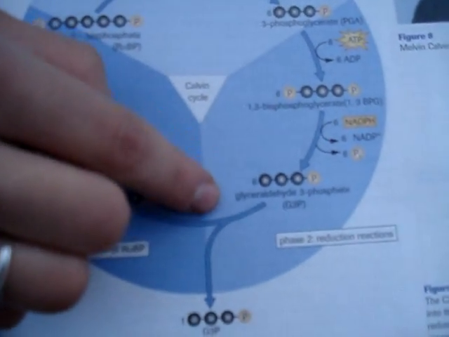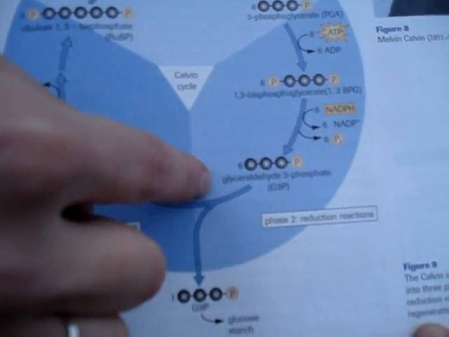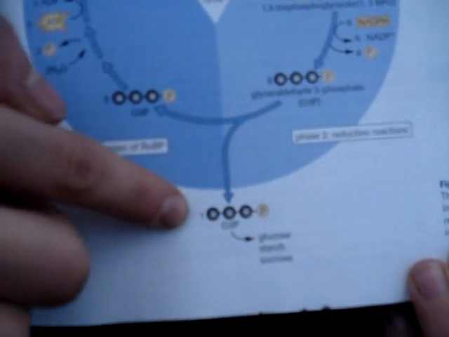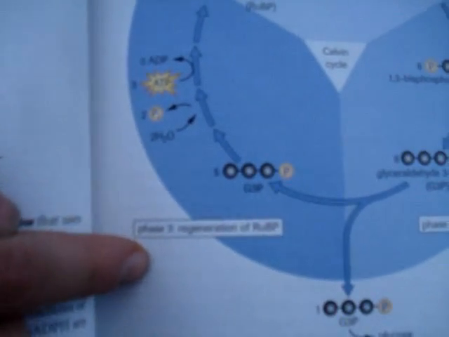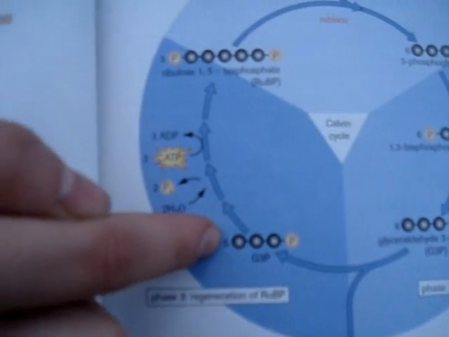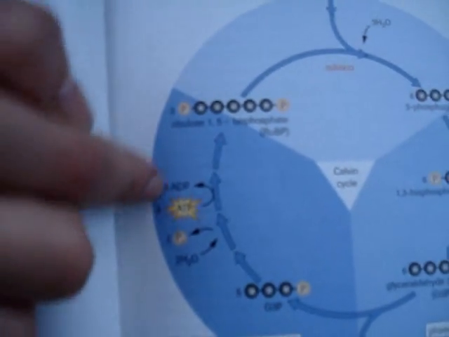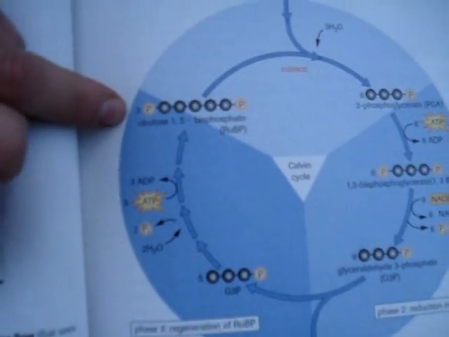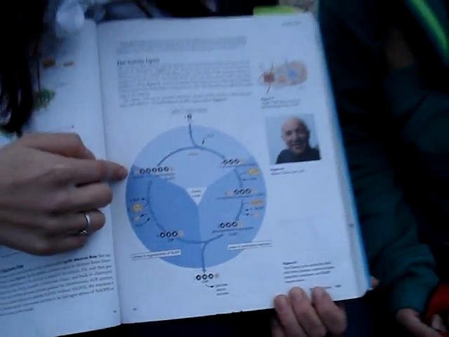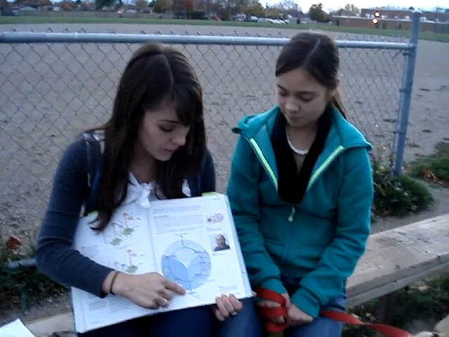Now we have 6 glyceraldehyde 3-phosphate molecules. This is phase 2, reduction reactions. Now 1 G3P molecule is released for each turn of the Calvin cycle. In phase 3, regeneration of RuBP, we have 5 G3P molecules left. With the input of 2 H2O, 2 Pi are released. 3 ATP becomes 3 ADP, and now once again we have 3 ribulose 1,5-bisphosphate, and the cycle continues. For every 2 G3P molecules, we get 1 molecule of glucose.